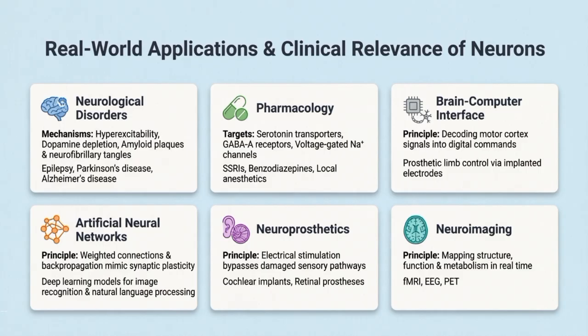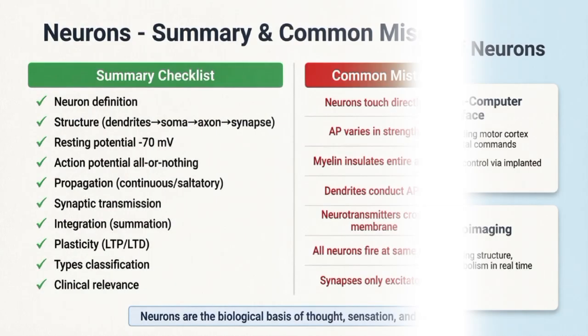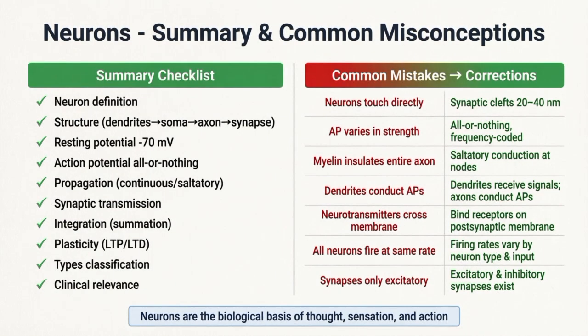Application 5, neuroprosthetics. Neuroprosthetics use electrical stimulation to bypass damaged sensory pathways. Cochlear implants restore hearing by directly stimulating the auditory nerve. Let us consolidate our understanding of neurons by reviewing key concepts and correcting common misconceptions.